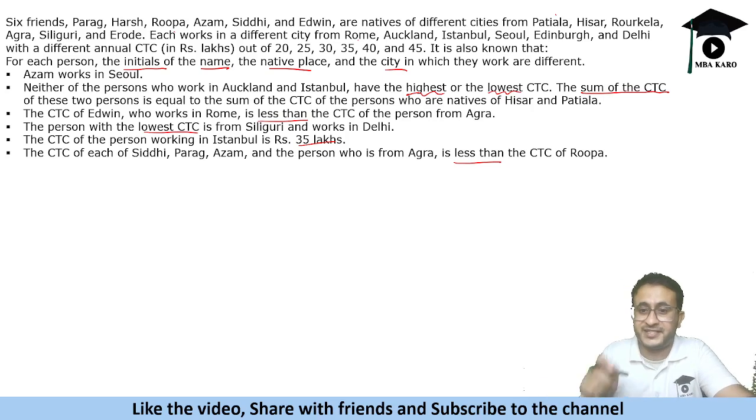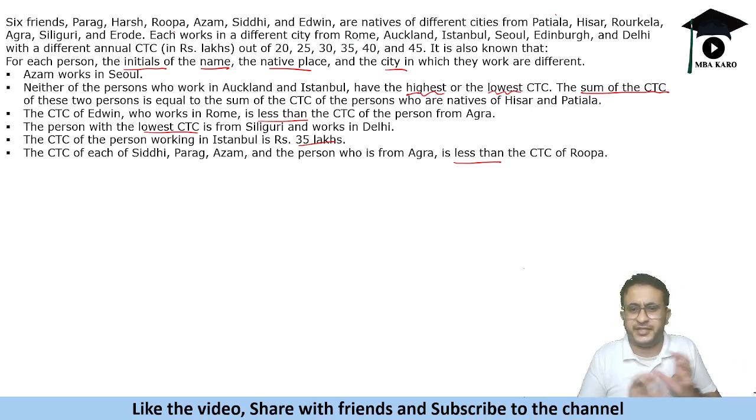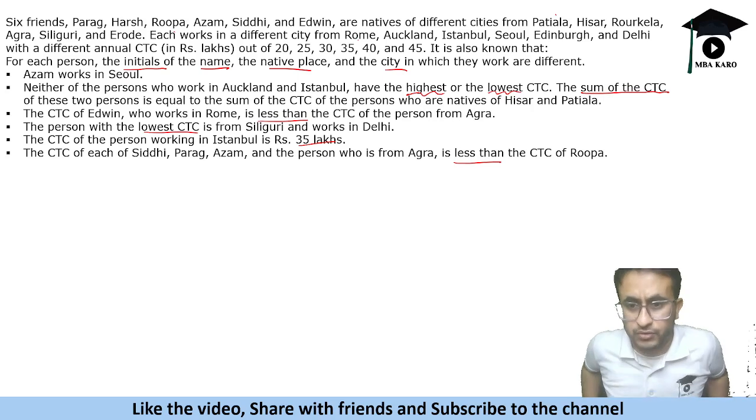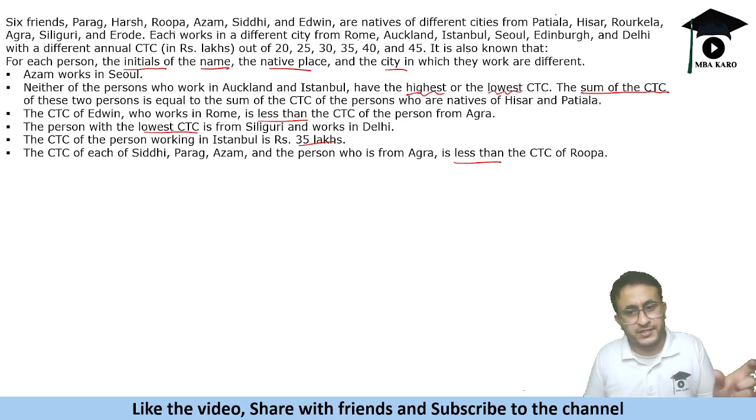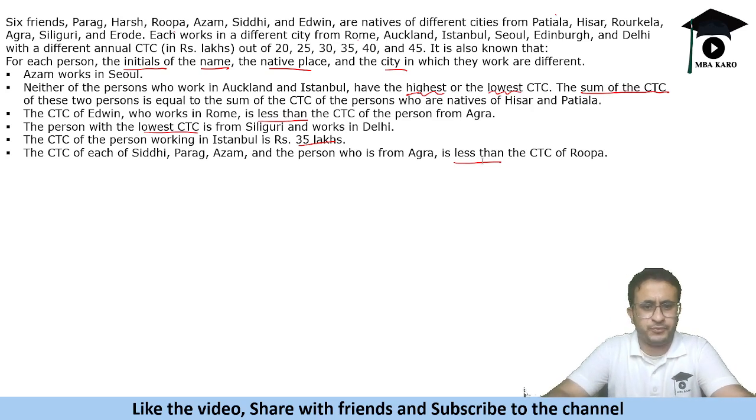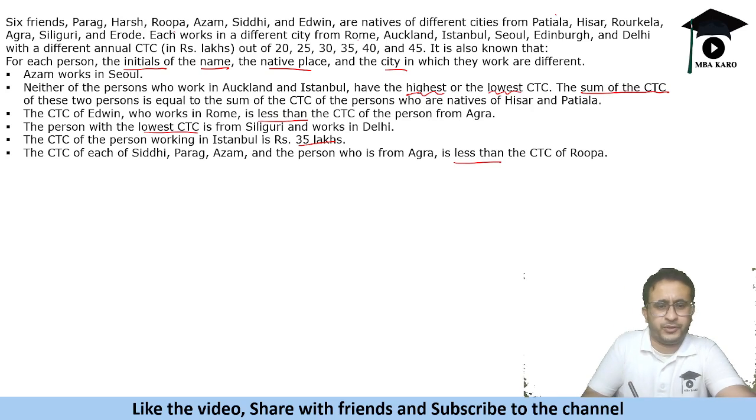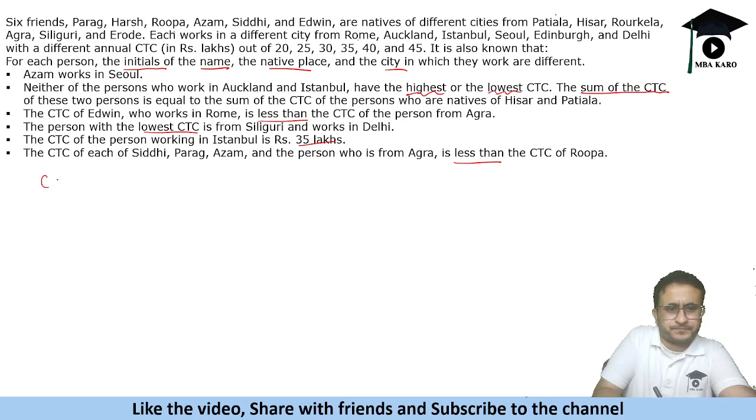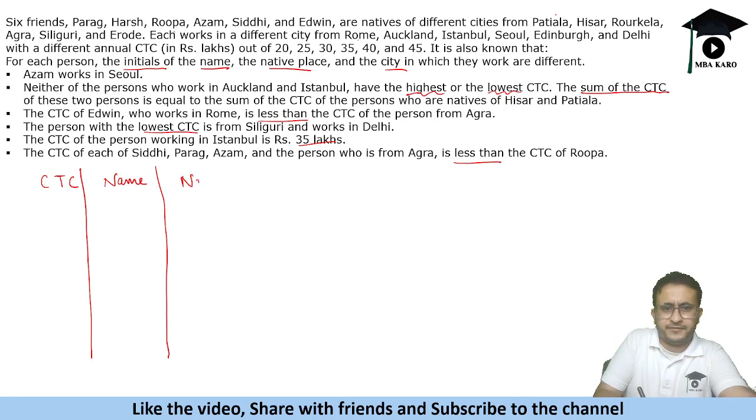So the order here is CTC. Arrangement is not just about making people sit in a line, or in a circle. It is also about arranging this data in a particular order. Now in this case we will put the first row or column as the CTC. You can put it in either fashion, row wise or column wise, any way you can put. So the first thing is CTC, and then you can put anywhere like name, native and work.